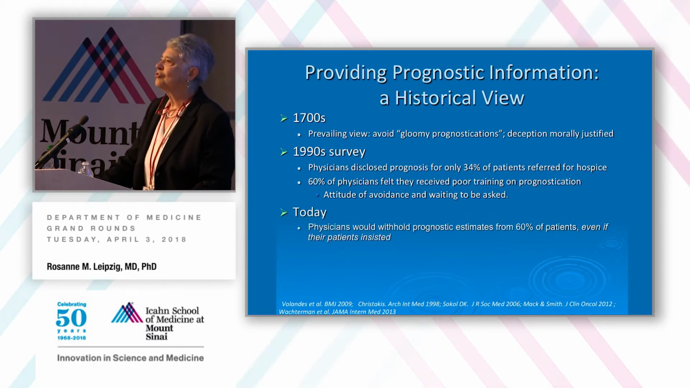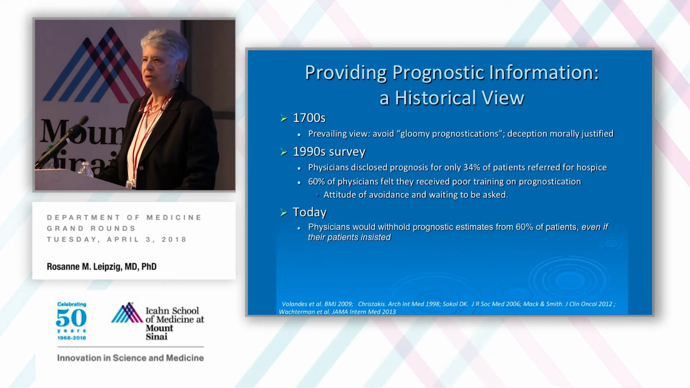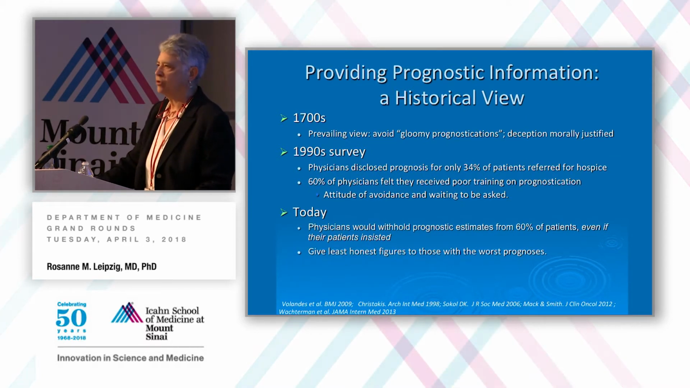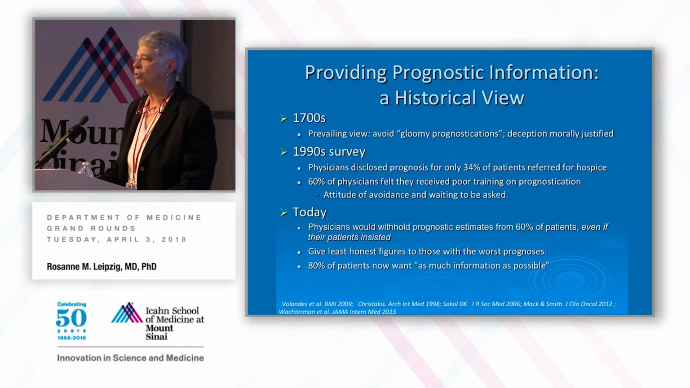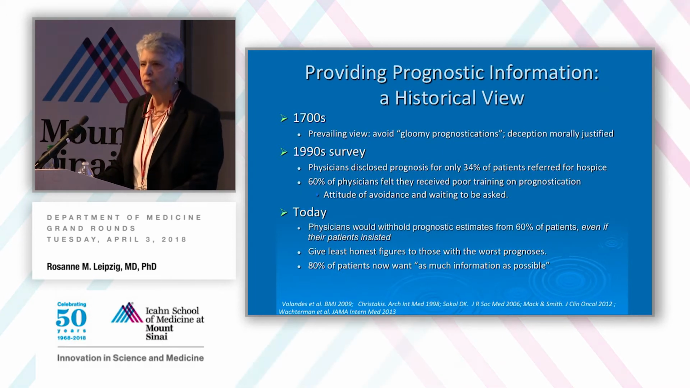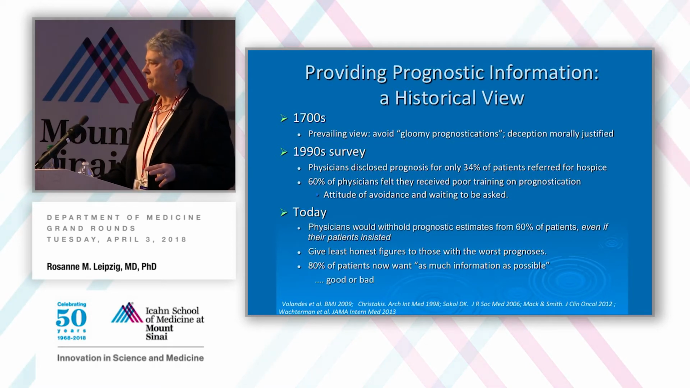And the attitude was avoidance and waiting to be asked instead of being proactive. Today, studies show that physicians would withhold prognostic estimates in 60% of patients, even if their patients insisted. And one of these studies were patients on dialysis. We give the least honest figures to those with the worst prognosis, because we can't deal with it. And 80% of our patients now want as much information as possible. Now, obviously, that's not every patient. That's not every ethnic group or cultural group. But in general, people want to know what's going on, whether it's good or bad.